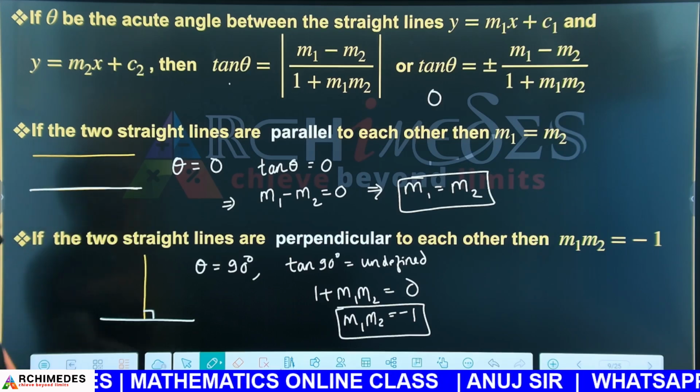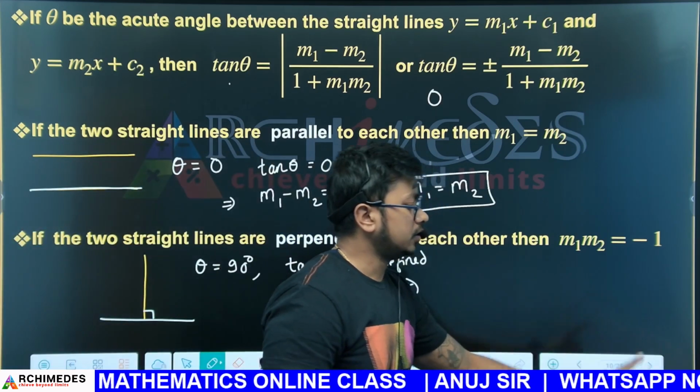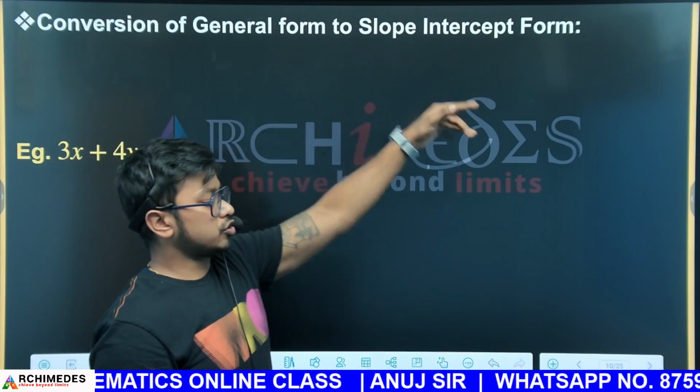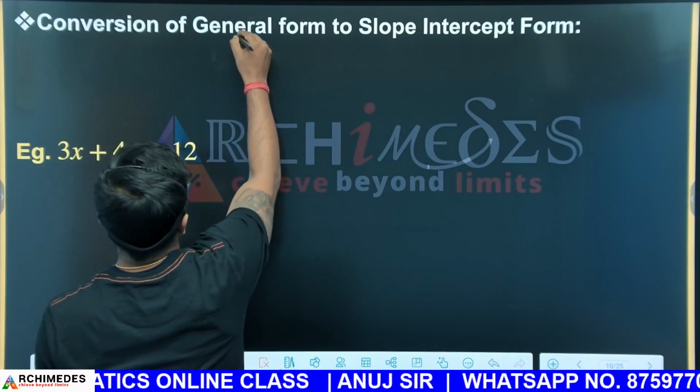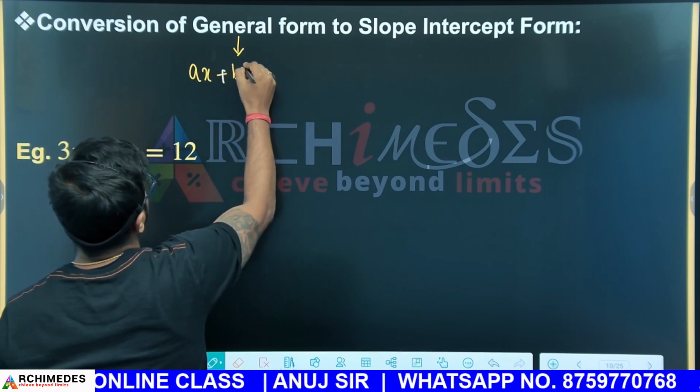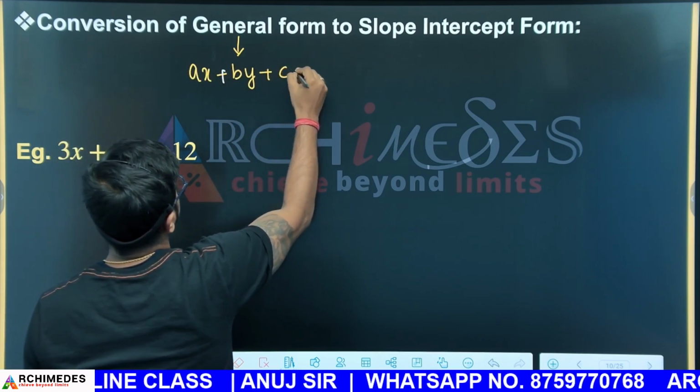Okay, so look over. Now here is the general form. How to convert the general form to the slope intercept form? First I'll write the general form. We know that the general form is ax plus by plus c equals 0. It can be in this form.